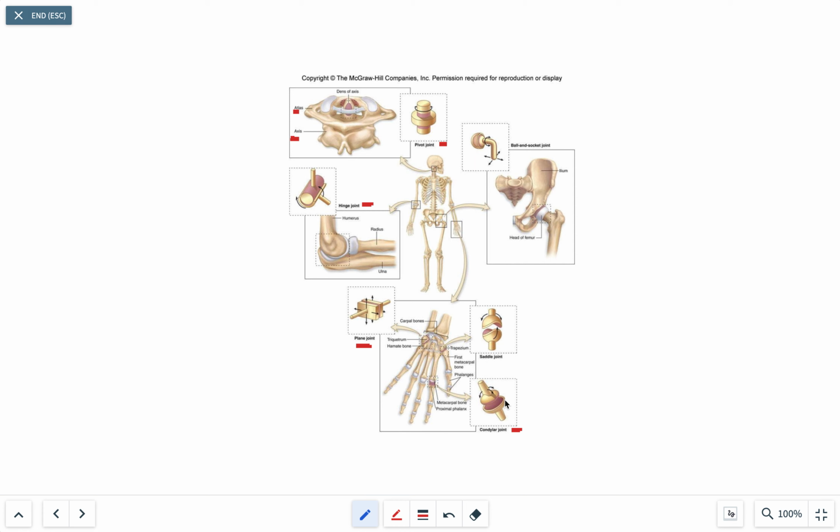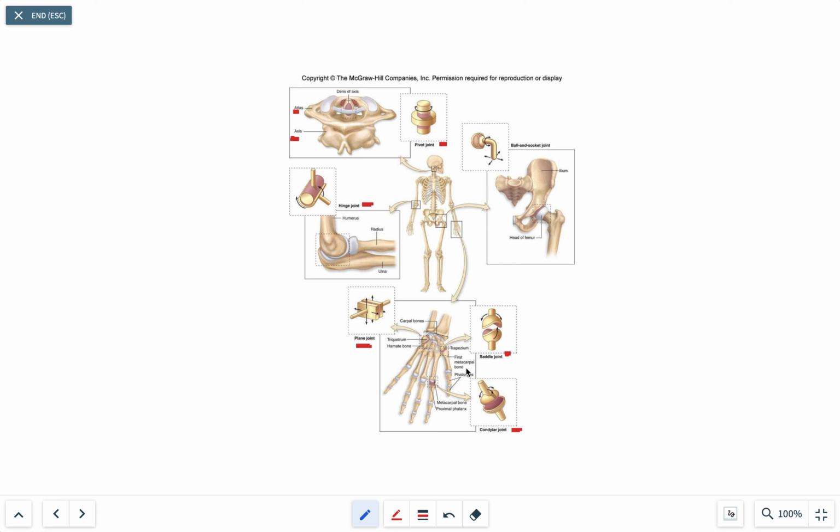a concave surface, and then in the metacarpal bone we're going to have a convex. So these two surfaces allow for flexion and extension, and also a little bit of abduction and adduction. The difference between a condylar joint and a saddle joint is just how we see the joint rotated.